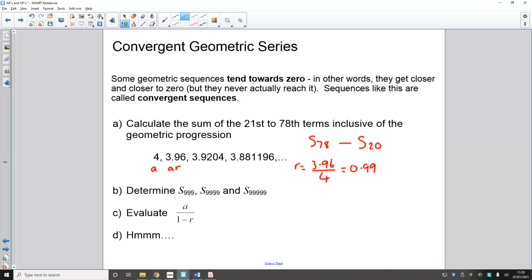What about this sequence then? How about the sum of the first 999 terms then? Well, what would that look like? Well, the sum of the first 999 terms would have to follow this. It would be a, which is 4, times 1 minus r, which is 0.99, to the power of 999 for the first 999 terms, over 1 minus 0.99. Now, if you work that out on your calculator, hopefully you will see it gives us a sum of 399.98.